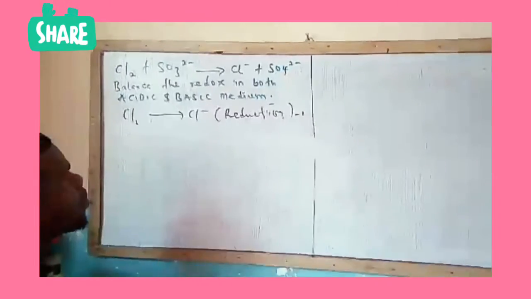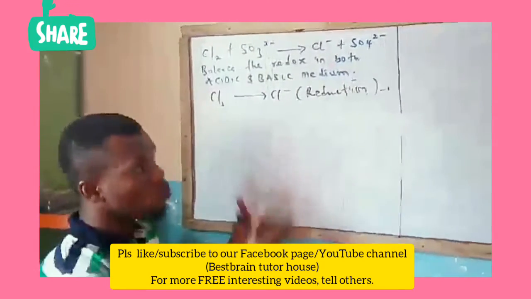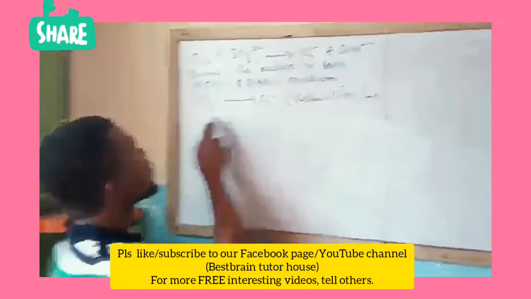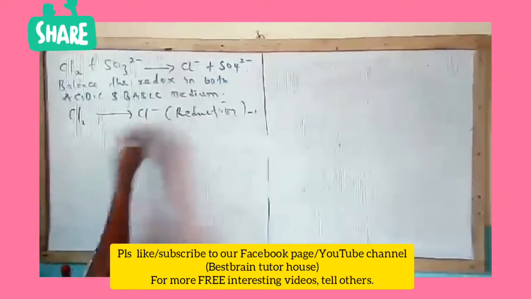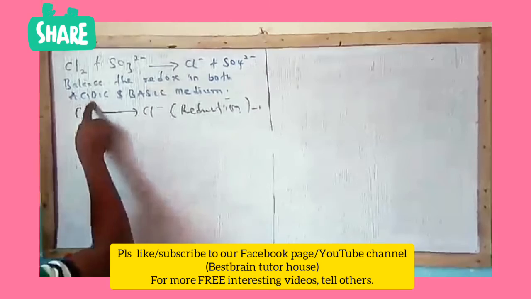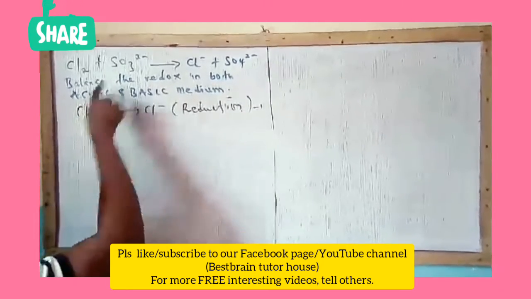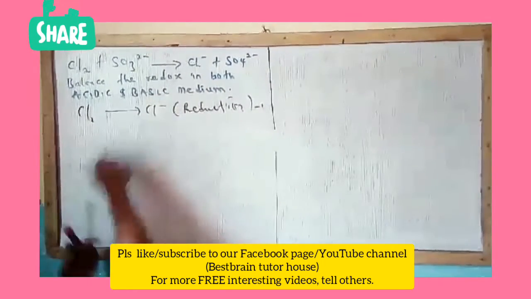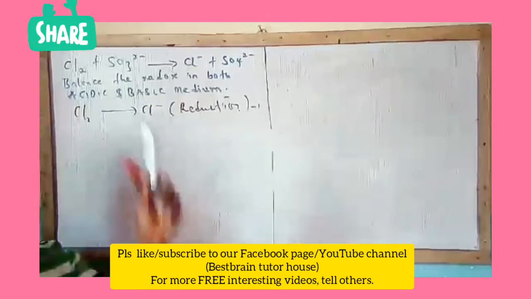Now, I'm balancing first with the acidic medium. Looking at the half cell reaction, I've written it out already. Chlorine gas gave rise to chloride ion because the electrons tend to reduce from 0 to -1. It means what we call reduction.